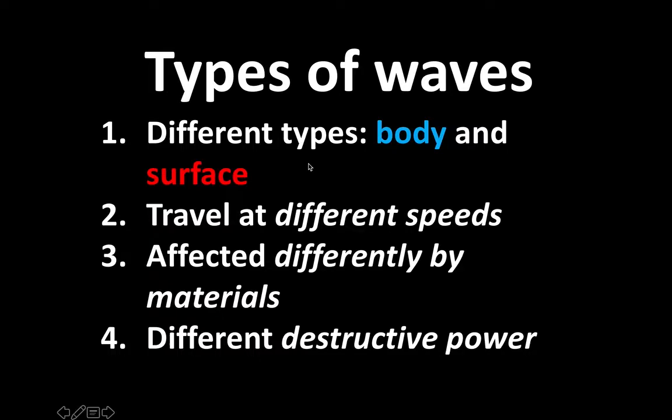So body waves and surface waves, in addition to the fact that they transfer through different materials, have very different destructive potential and travel at very different speeds. In fact, even the body waves themselves transit at different speeds, and that's going to be super duper important. So surface waves, really bad in terms of actual destruction. Bear that in mind.